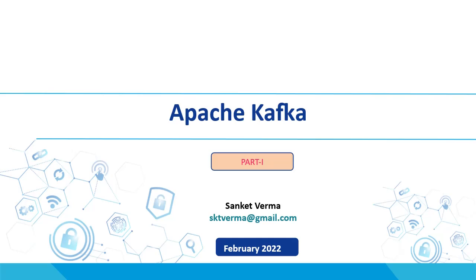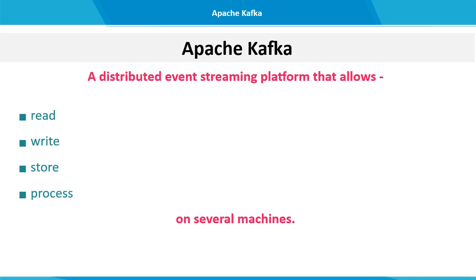Hello friends, today I am going to discuss Apache Kafka, a widely used tool for processing data in motion. Kafka is a distributed event streaming platform that allows us to read, write, store and process events across several machines. Events are also called records or messages.